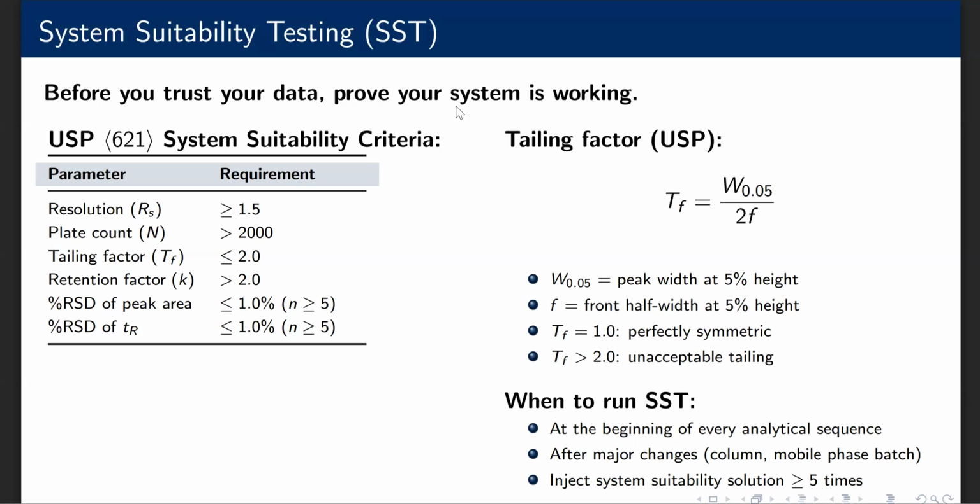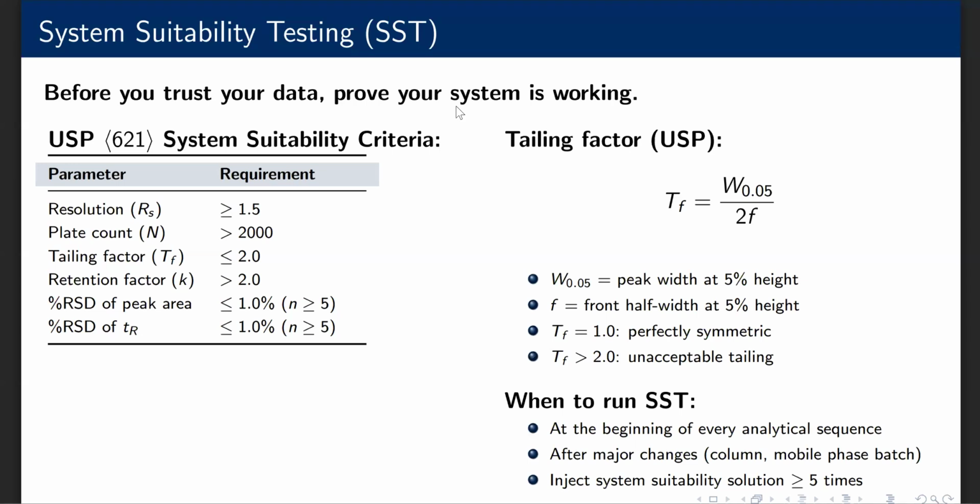The retention factor k must exceed 2.0 to confirm adequate retention. And the reproducibility of peak area and retention time across at least 5 replicate injections must have an RSD of 1% or less. The tailing factor formula on the right measures peak asymmetry at 5% of the peak height. A perfectly symmetric peak gives TF of 1.0. Values above 2.0 indicate unacceptable tailing that compromises integration accuracy.